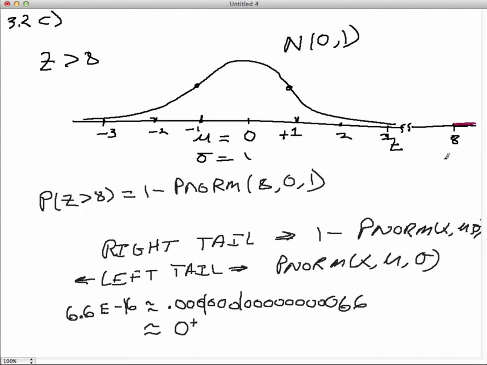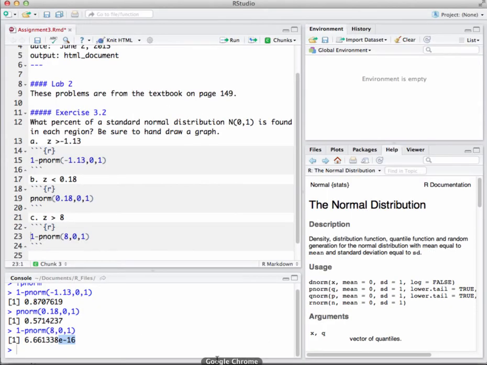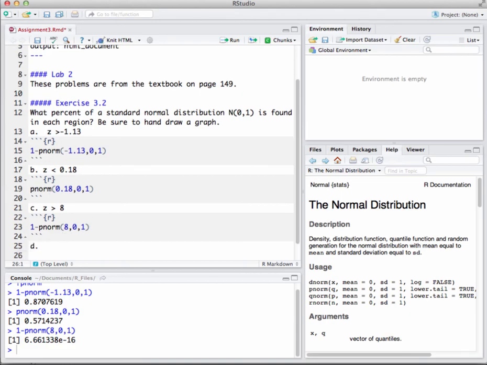All right, let's get on to the next problem. Let's go back over to RStudio here and type in part D. In D, they ask us to give the absolute value of Z less than 0.5. So they want the absolute value of Z less than 0.5.